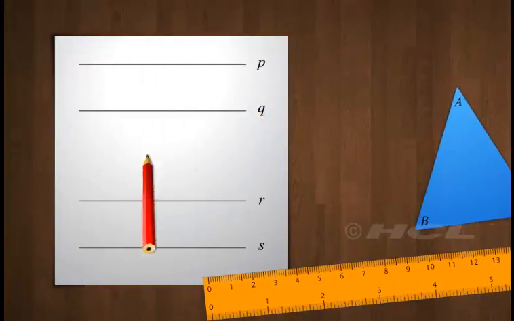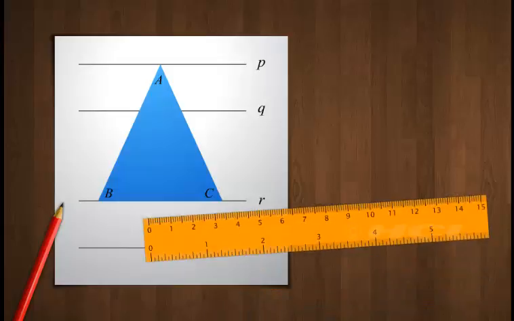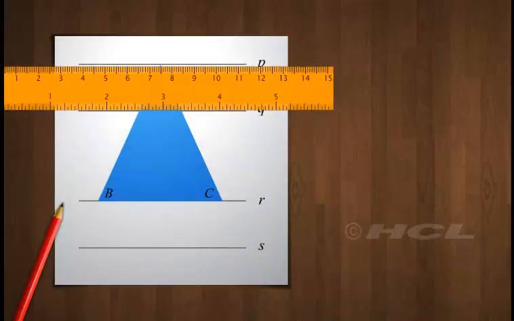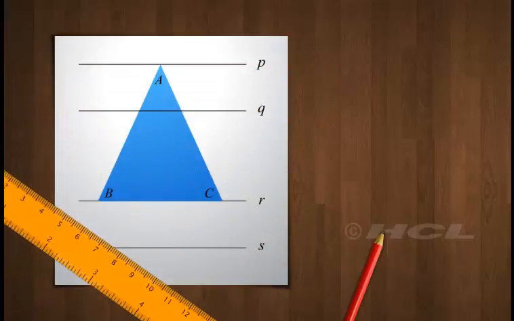Place the triangle on one of the parallel lines, say line R, such that the base BC of the triangle lies on line R. With the help of the parallel lines, draw a line parallel to BC. This parallel line intersects triangle ABC at points E and F.